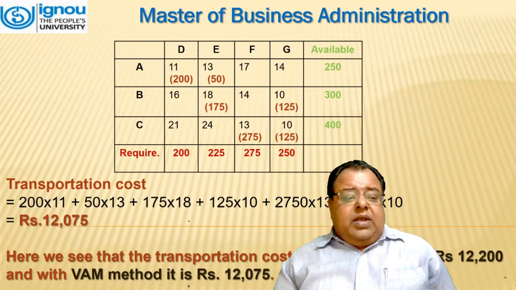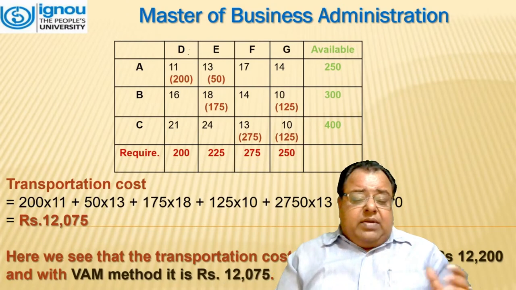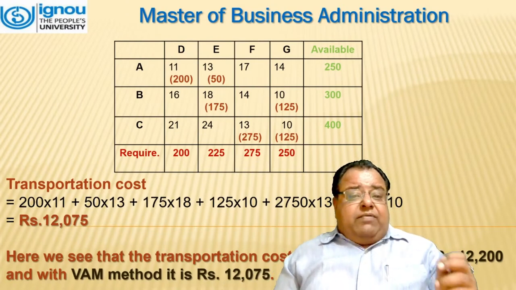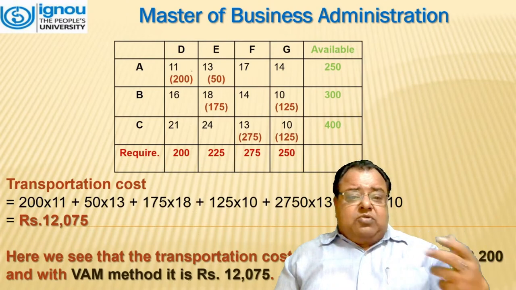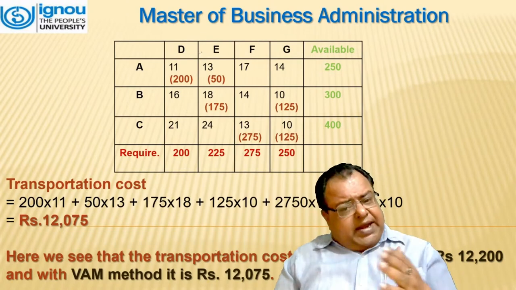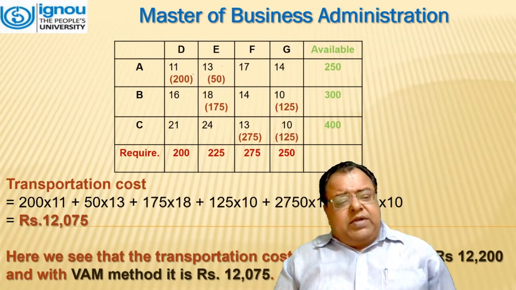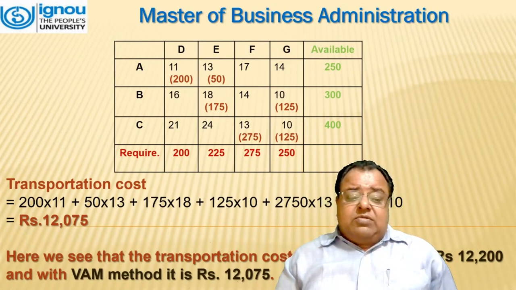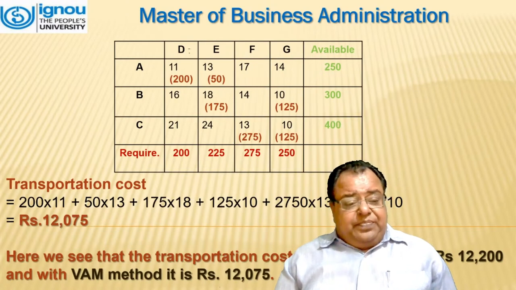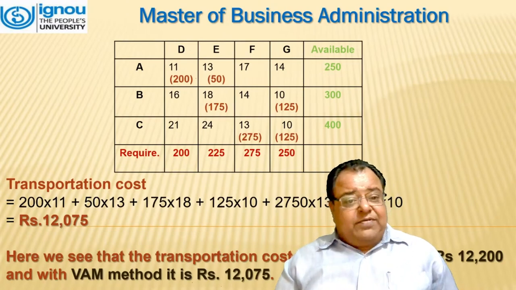Now, we have to calculate the transportation cost. This is the final solution in this case. Here, we have to follow the same method: 200 into 11 plus 50 into 13 plus 175 into 18 plus 10 into 125 plus 10 into 275 and 10 into 125. We get the value 12,075. Here we see that the transportation cost by the NWC method is 12,200 and by the VAM method it is 12,075.